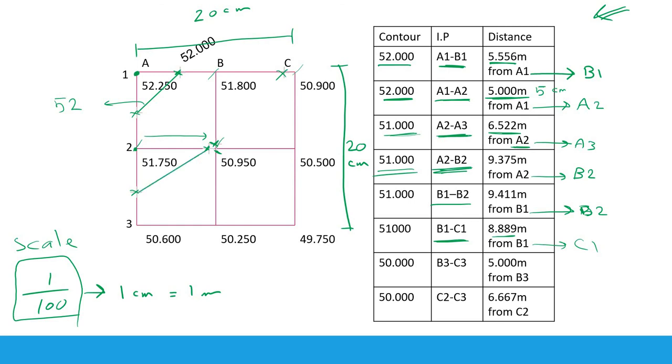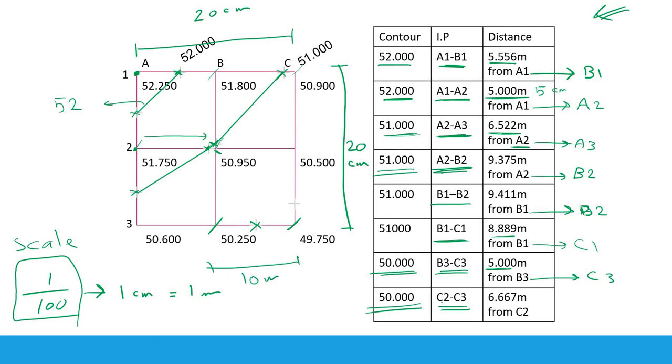By doing that we have completed all the points representing the contour line of 51. Let's join them from here to here, from here to here, and this is contour line of 51 meters. Now we have two locations for 50, as you know, between B3 and C3. This is the one between B3 and C3, which is 5 meters from B3 to C3, exactly in the middle, because the whole thing is 10 meters, as you know.